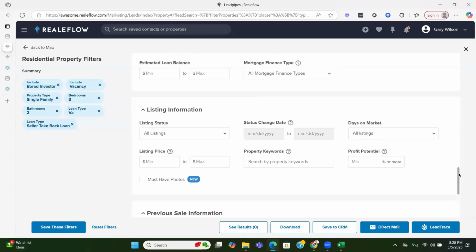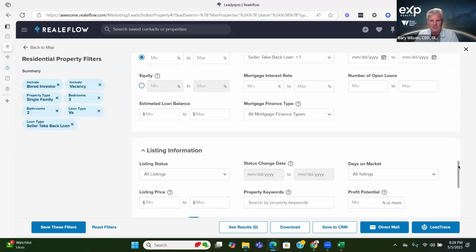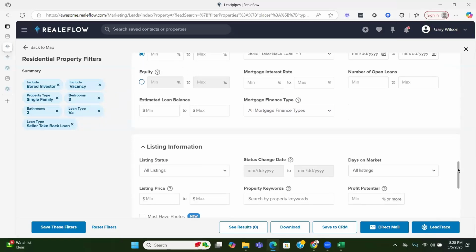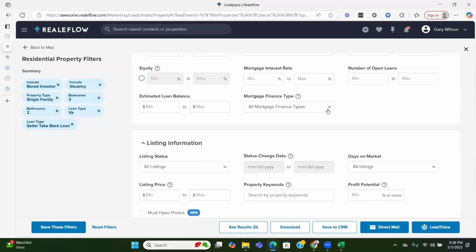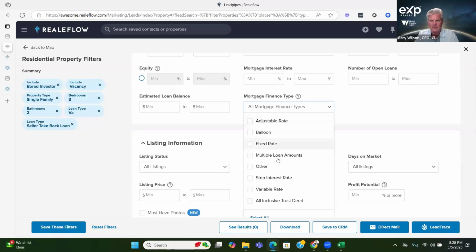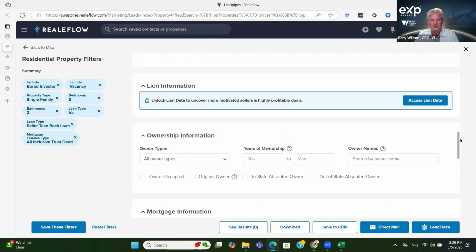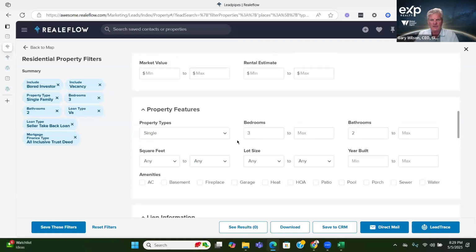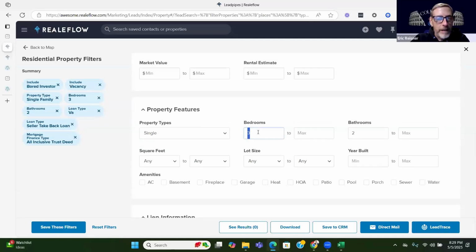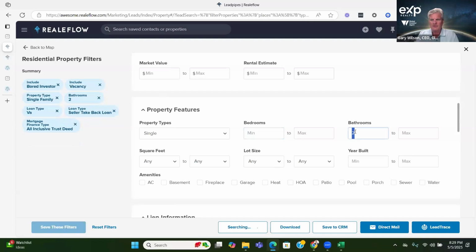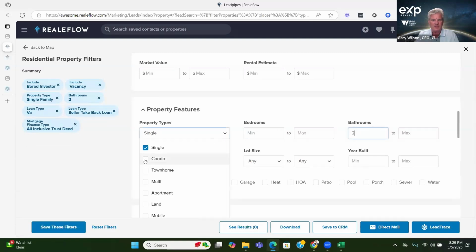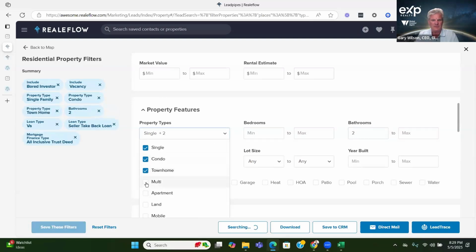All right, so that's property. That's probably under mortgage finance types. There it is, all inclusive trust deed. So now we're going to have to eliminate some criteria because it didn't find any of those. So let's go to ownership information. I'd almost clear everything else out, Gary. That's what I'm thinking. Yeah, so let's get rid of all these. Let's add back in all the different property types.